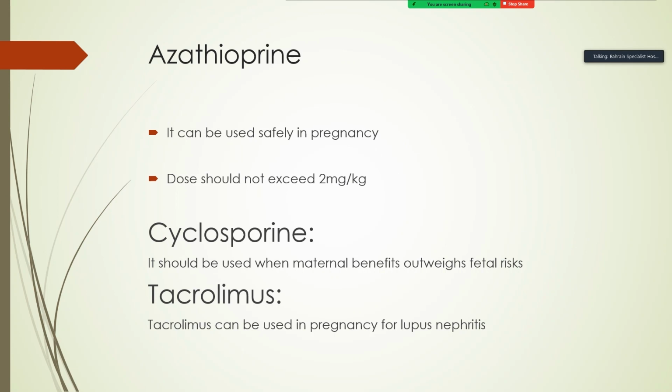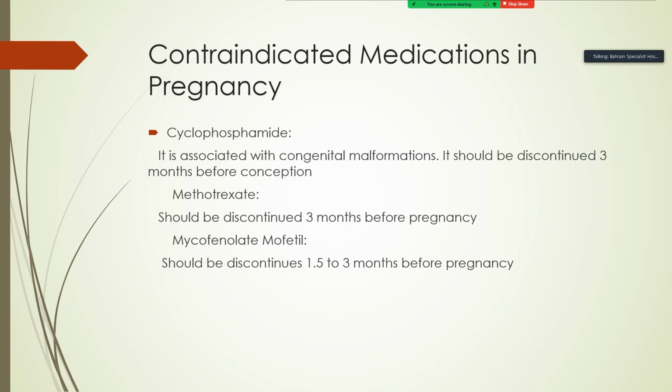Azathioprine can be safely used, and the dose should not exceed 2 milligram. Same like cyclosporin and tacrolimus can be used. Cyclophosphamide is contraindicated in pregnancy, and it should also be discontinued at least 3 months before conception. Same like methotrexate is also contraindicated, and it should be discontinued 3 months before conception. And mycophenolate should be discontinued about 1.5 to 3 months before conception.